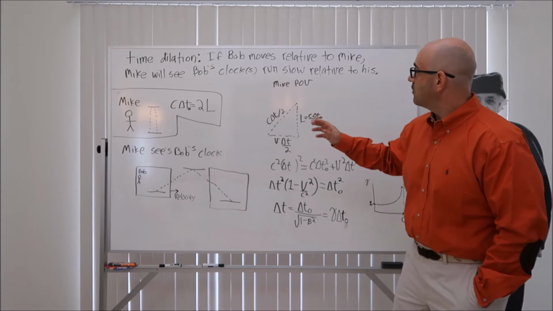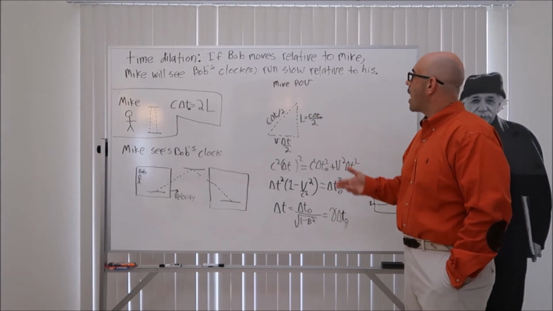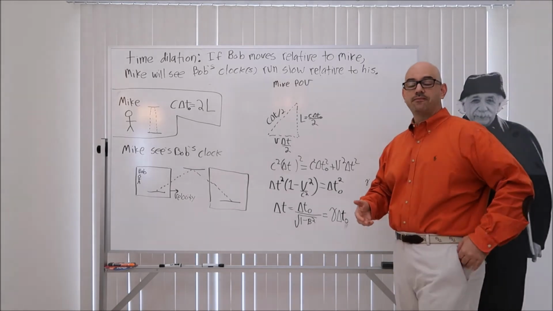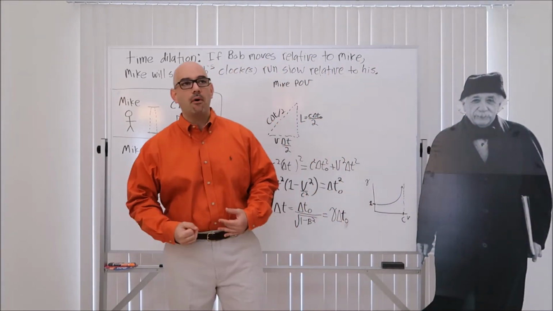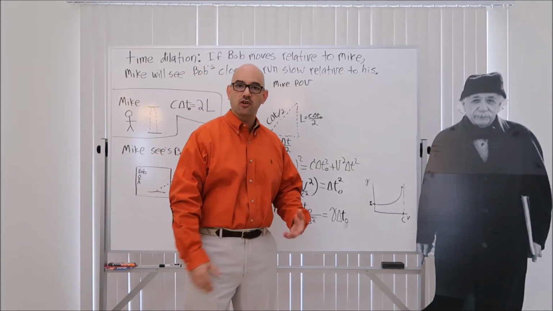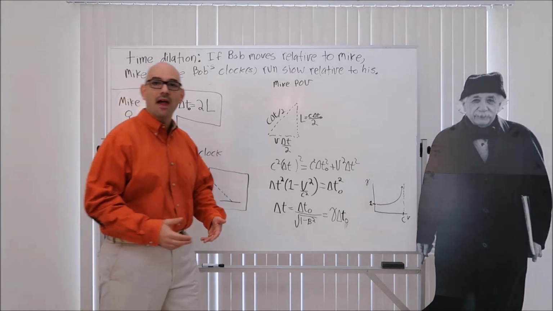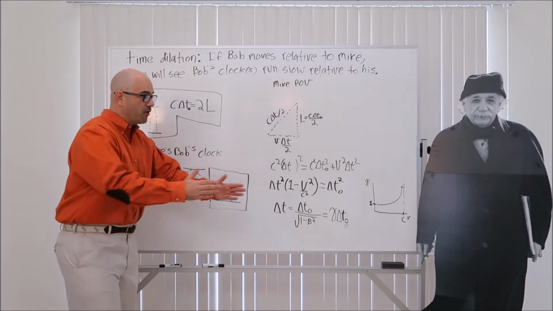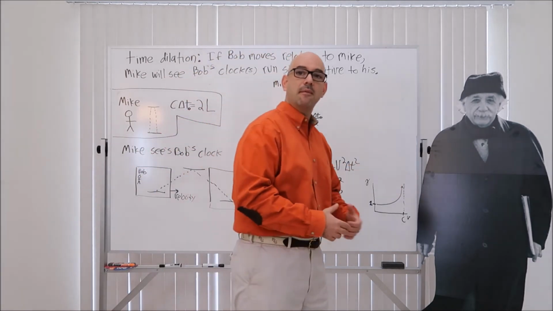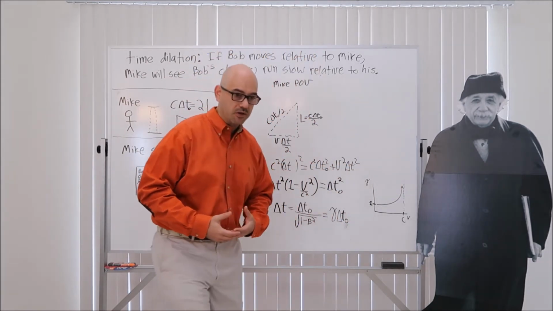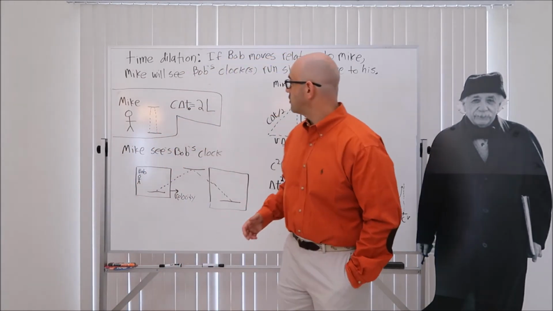So time dilation says if Bob moves relative to Mike, Mike will see Bob's clocks run slower. So again, relativity is all about people making observations in different inertial reference frames. I'm just picking examples, Bob and Mike. It could be you and me. If I'm moving relative to Albert Einstein, he's going to measure my time to slow down. So that's what time dilation is, and that's what we have here.